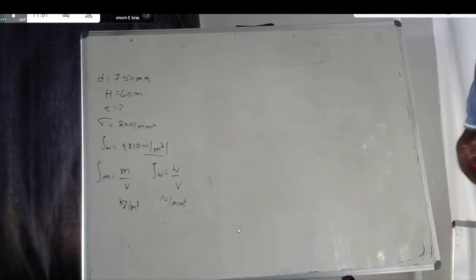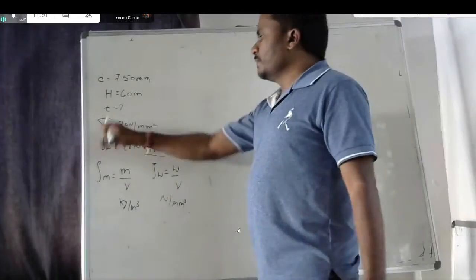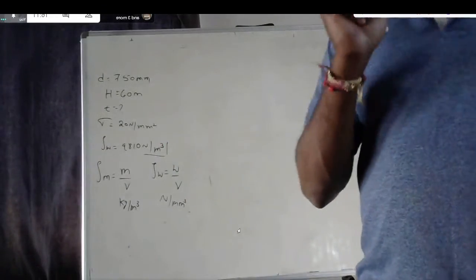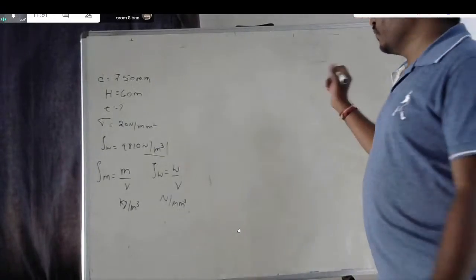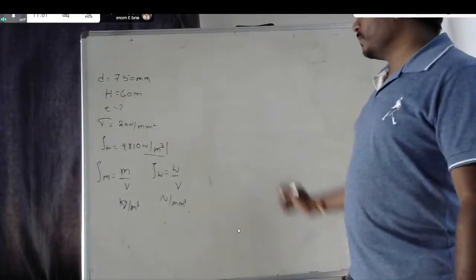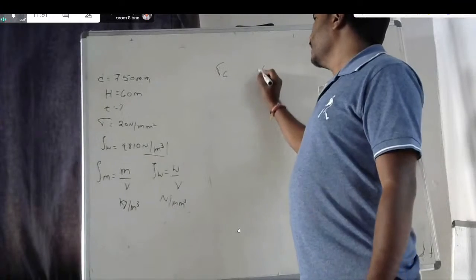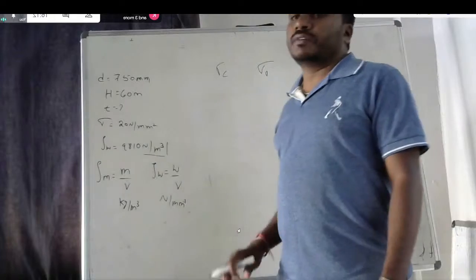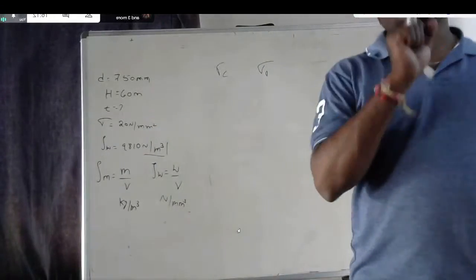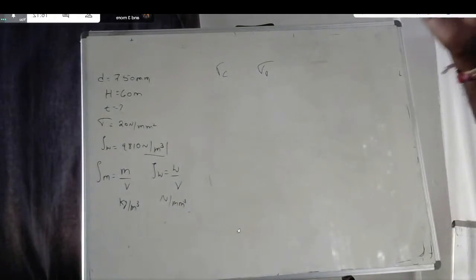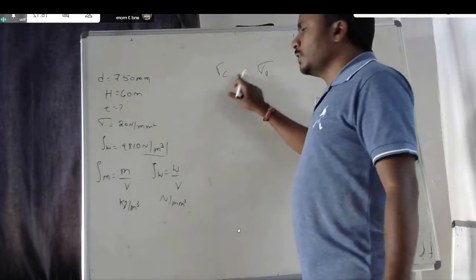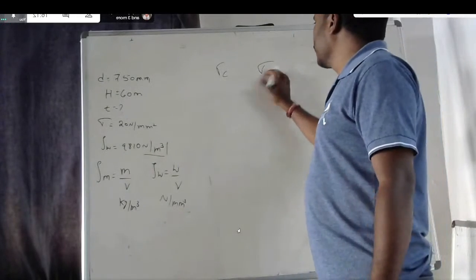Yes, sir. Now the given permissible stress is 20 Newton per mm square. That means we have two stress equations: one is circumferential stress, sigma C, and another is sigma L. They have not mentioned whether this stress is sigma C or sigma L. Which one should I consider for the permissible stress?